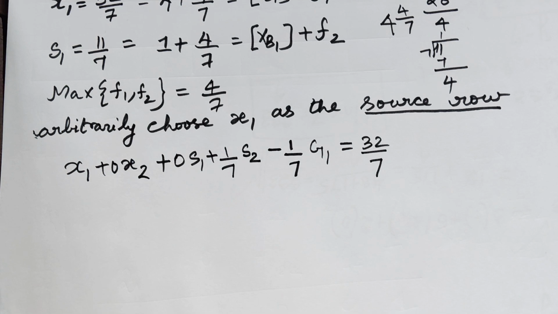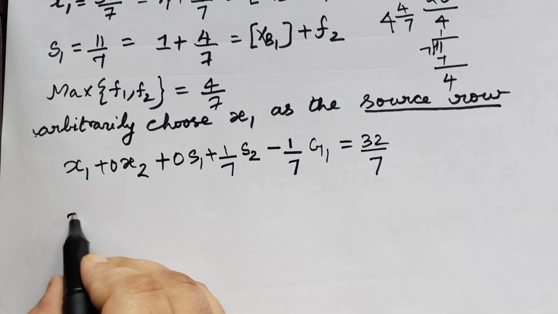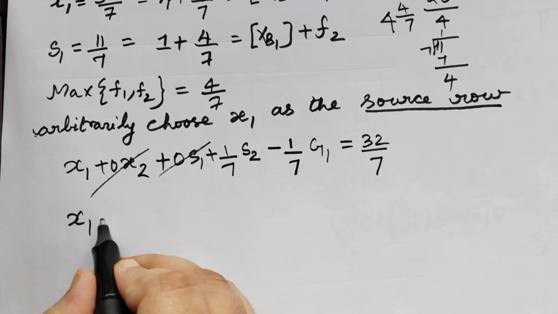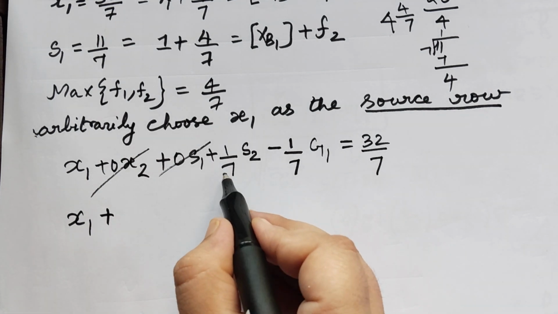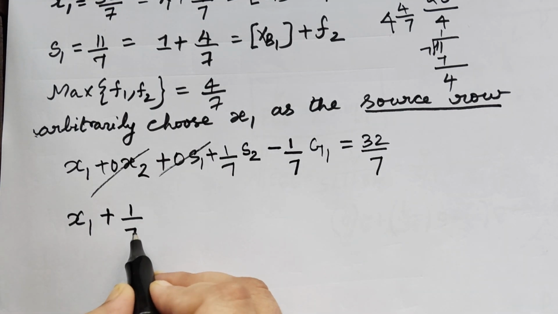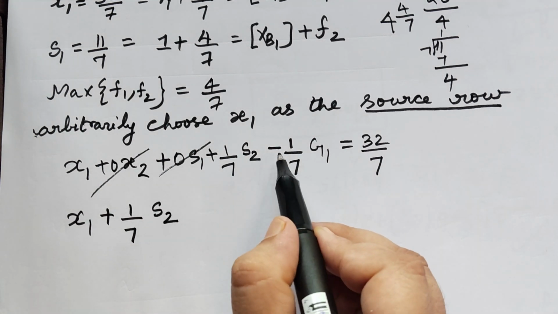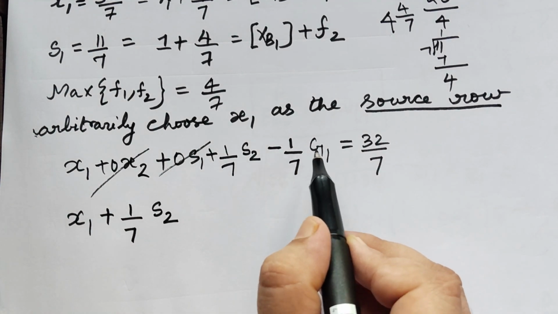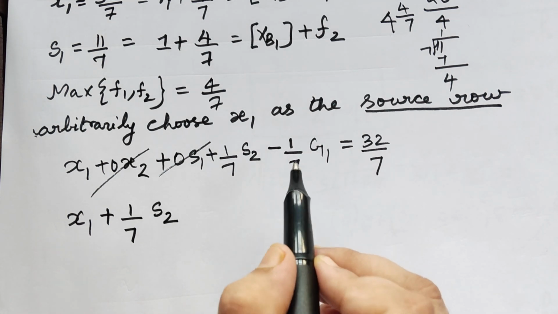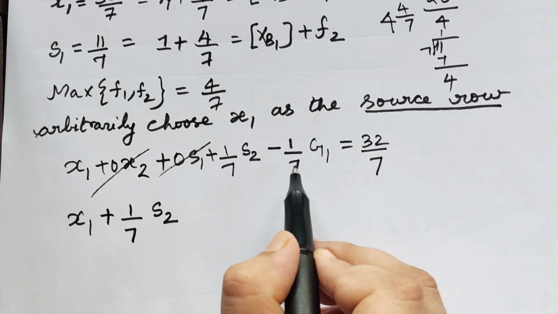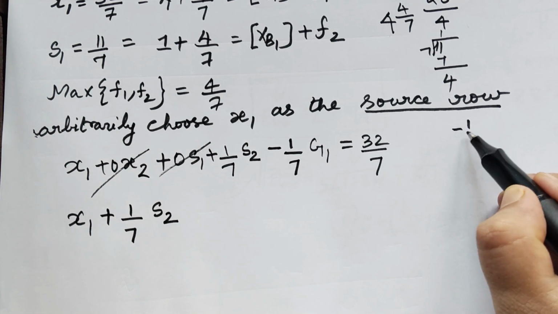So we will rewrite it. So x1, since this is 0 you leave it, and this is also 0, then plus 1 by 7 s2, since the numerator is lesser than the denominator. Now the next term is minus 1 by 7 g1. The fractional part should be positive only, it should not be negative. So if it is negative, what do you do? We have minus 1 by 7, so we have to rewrite it.